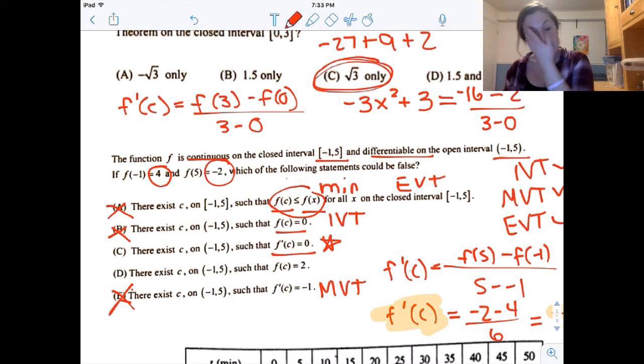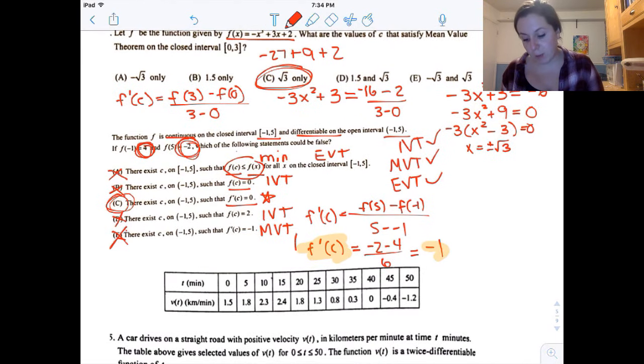And the same argument goes for D. I know it starts at 4 and ends at -2, so it's got to go by 2. That's IVT. So really, C is my answer here. And notice how by figuring out what MVT was going to say first, I already kind of picked that one out as the one in the bunch that was not good.